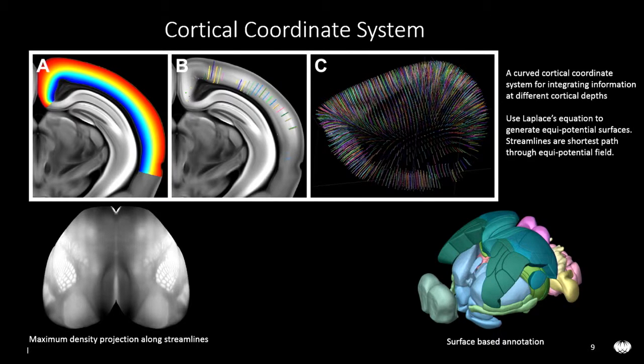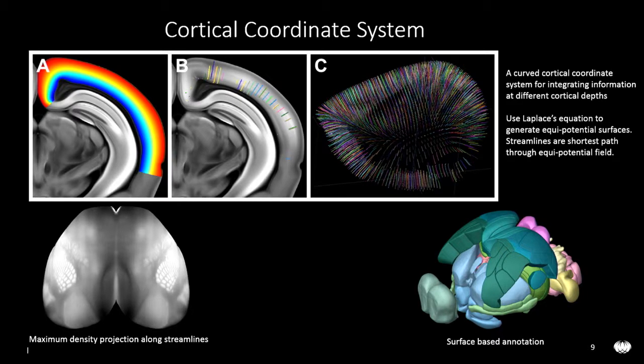On top of the CCF, we actually built another infrastructure called a cortical coordinate system. Since a lot of effort will be focused on the cortex, Lydia got the idea, why don't we build a local and curved system just for the cortex? So the idea is, we first compute a Laplacian between the pia and the white matter surface to generate an equipotential field, which is shown as a color rainbow in figure A. And the streamlines you see in figures B and C are the paths that go through this equipotential field orthogonally.